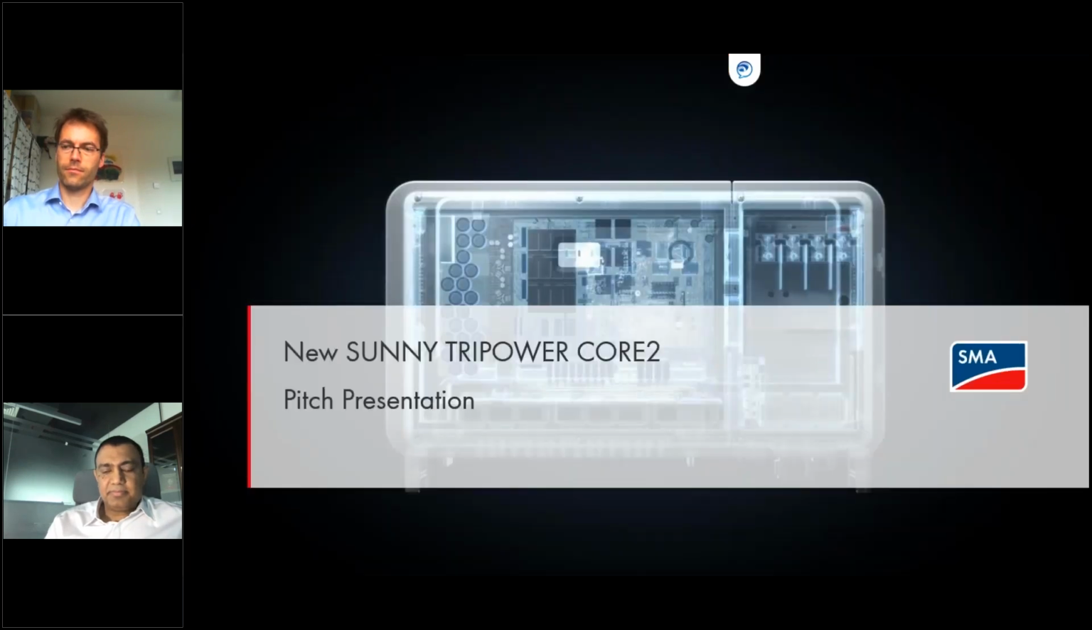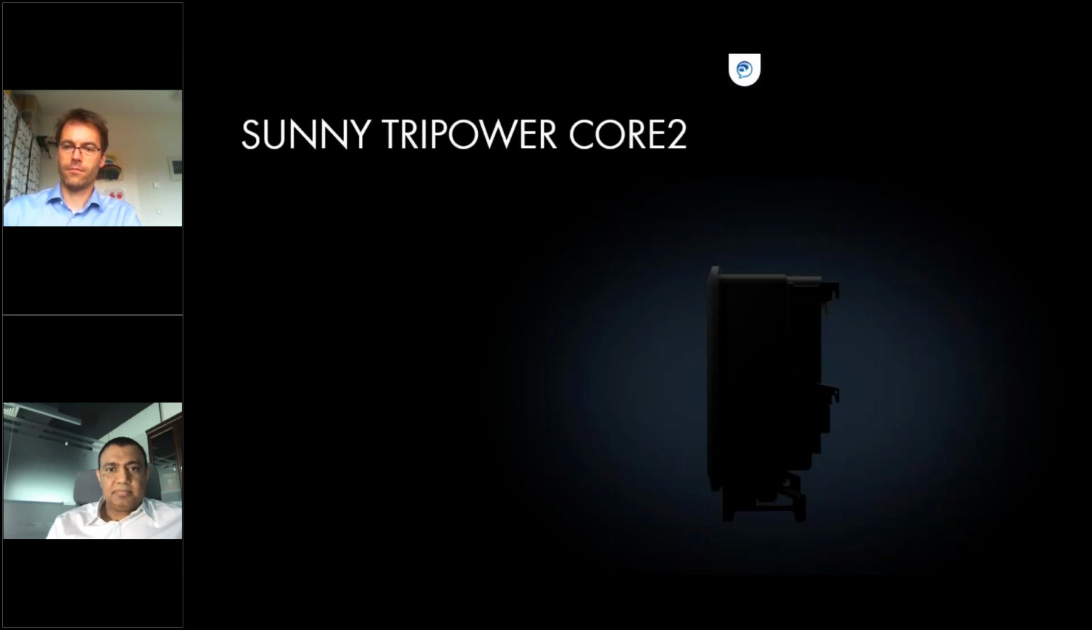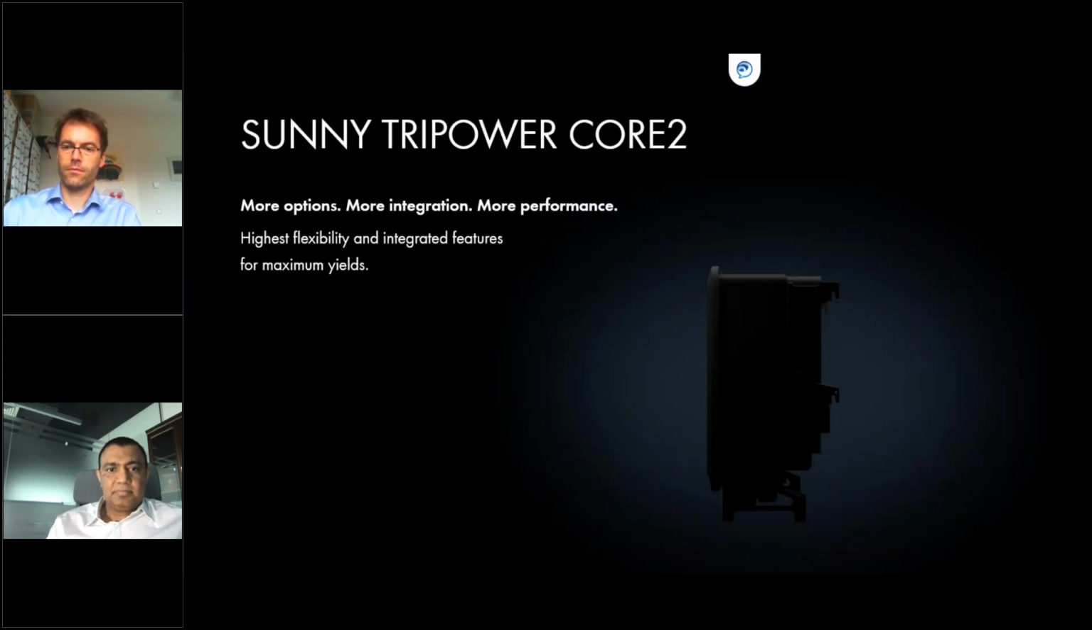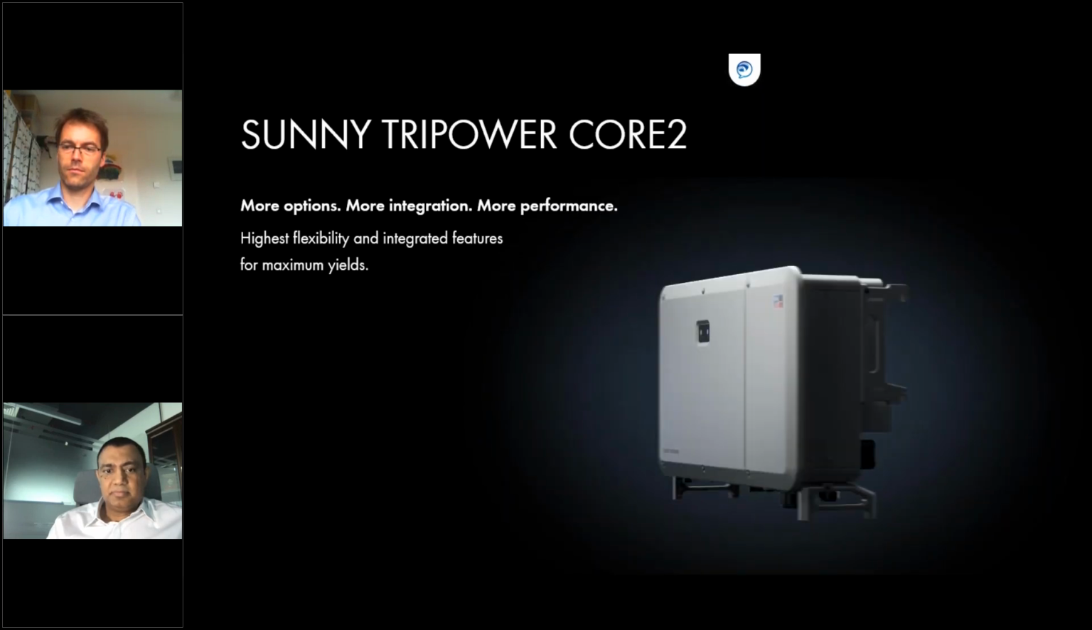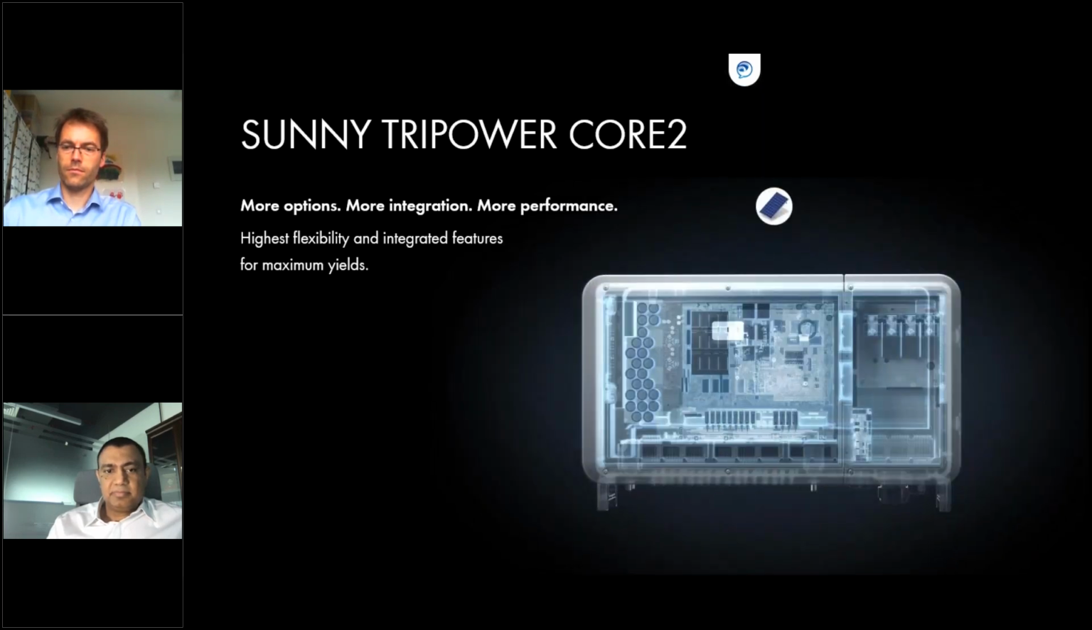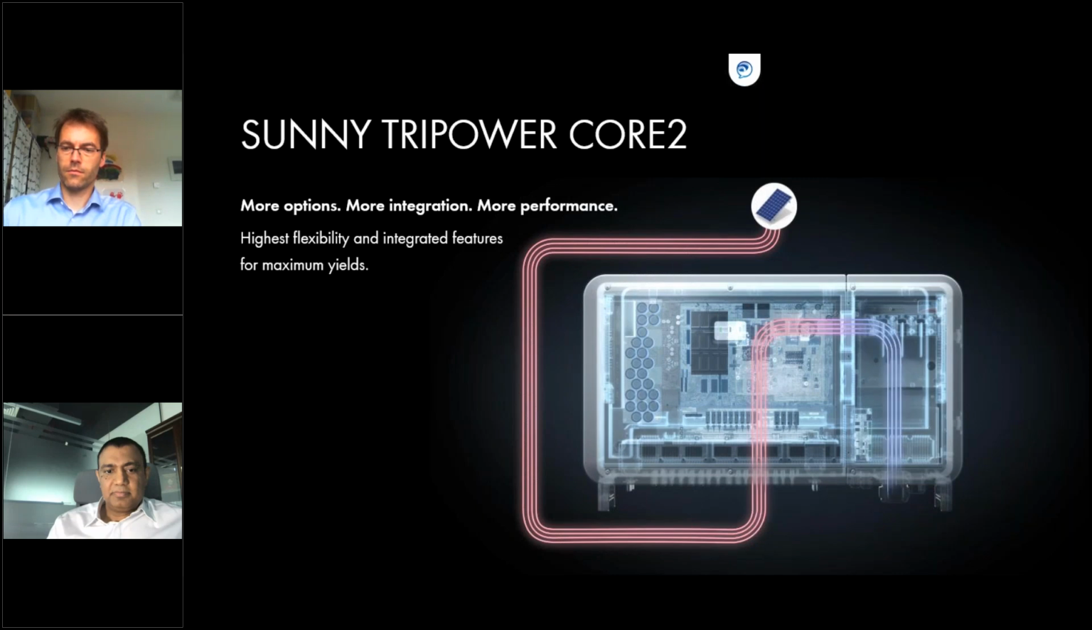Great. So as mentioned, I would like to start with our latest product, which is the Core 2 inverter, Sunny Tri-Power. Here you can see some pictures from the inside and a little bit of marketing from the outside. One of the biggest advantages of the inverter itself is a complete featured housing with integrated 12 maximum power point tracking systems.